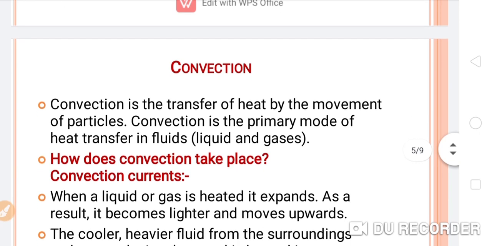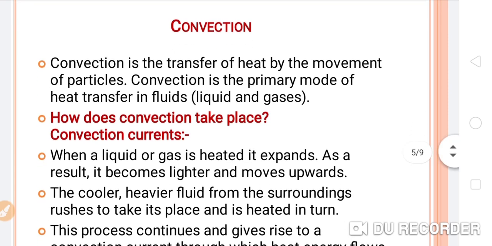Now next, the second way of transfer of heat, that is convection. So let's see what convection is. Convection is the transfer of heat by the movement of particles. Convection is the primary mode of heat transfer in fluids, that is, liquids and gases. So conduction was applicable mainly for solids, but convection is applicable mainly for liquids and gases. Let's see how convection takes place.